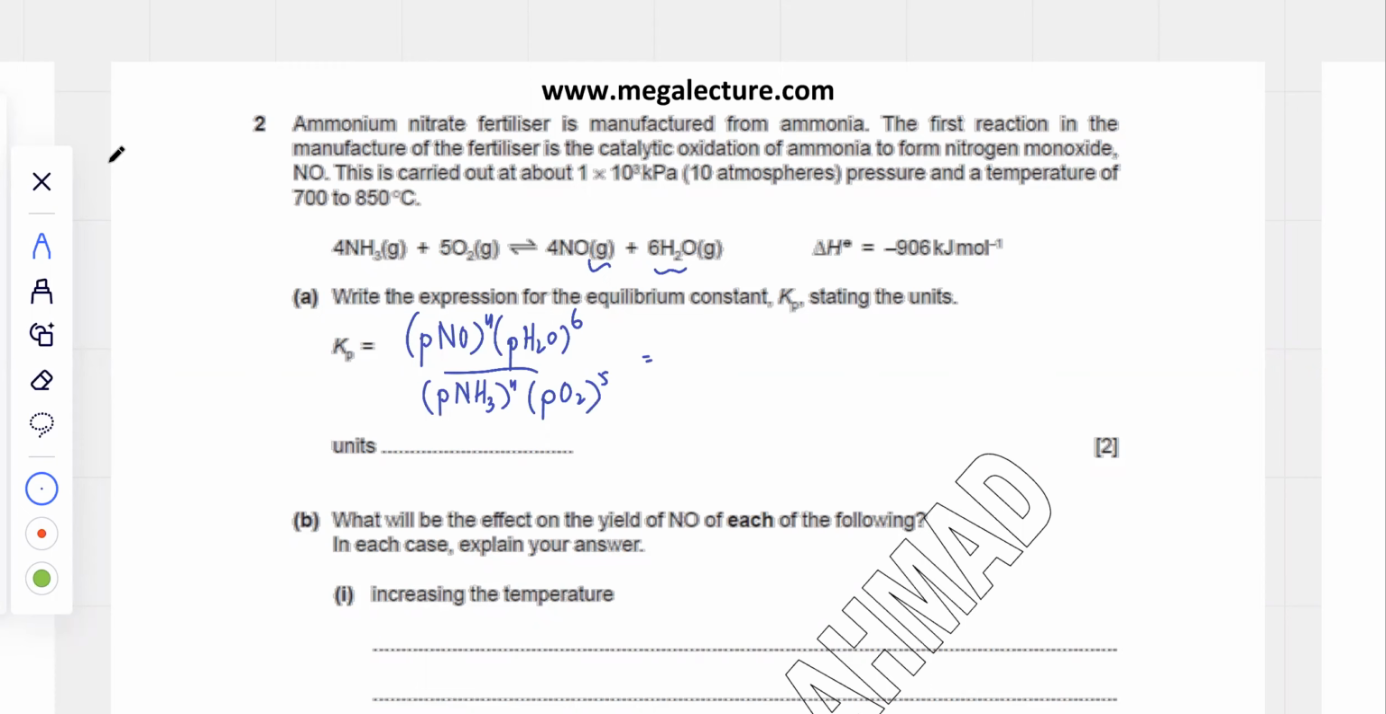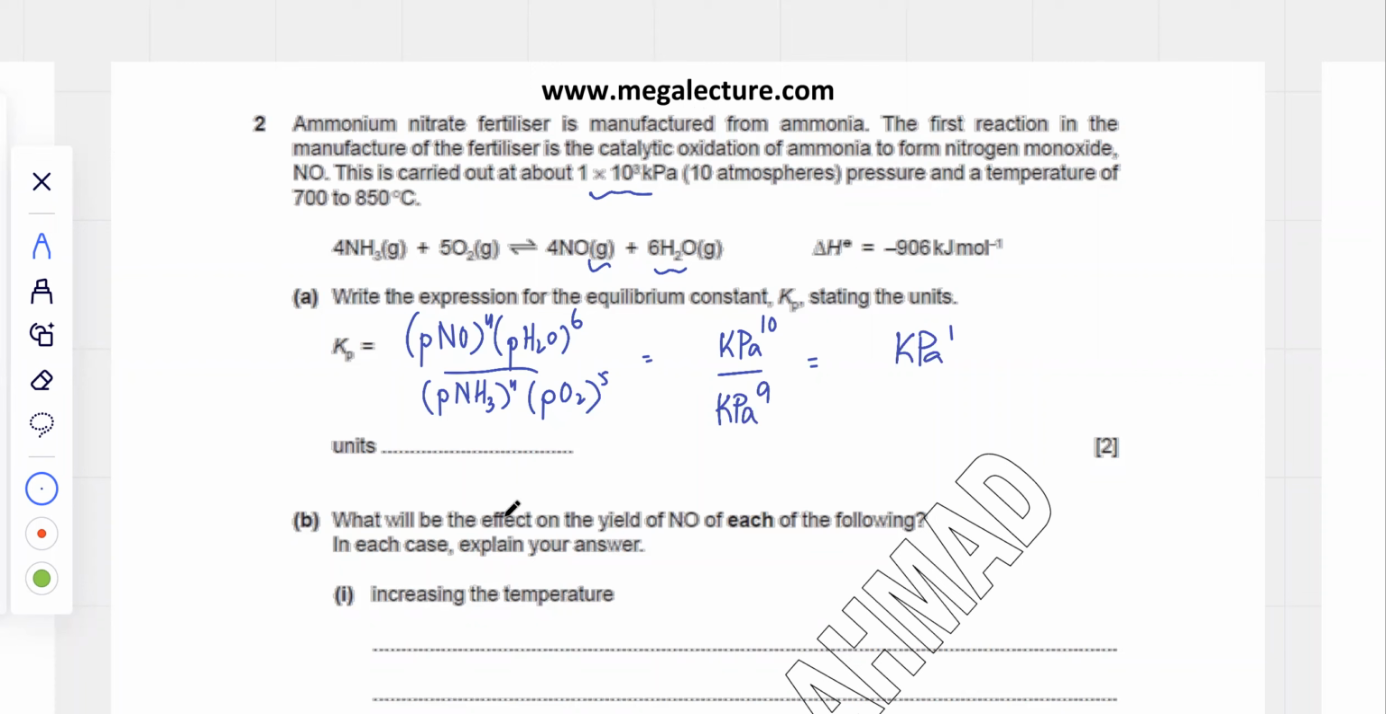And he's asking for the unit, so I think he's using kilopascals over here, right? So keep that as the unit. The top side would be kilopascals to the power 4 and power 6, so that would be power 10, and at the bottom it's going to be kPa to the power 9. So what you're going to get is just kPa to the power 1. So that's going to be your unit in this case.